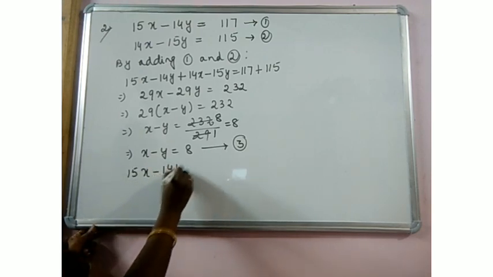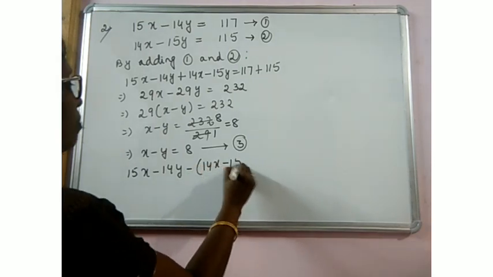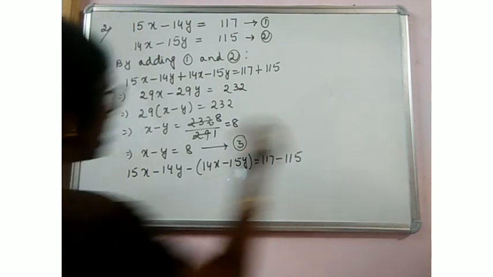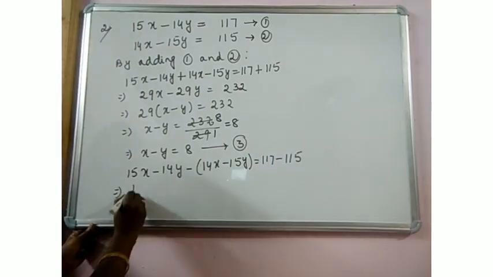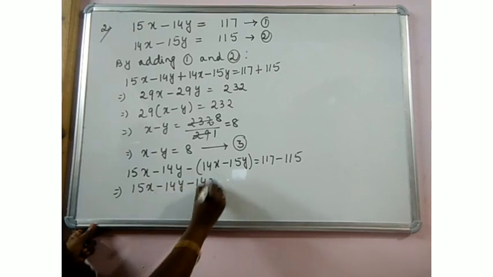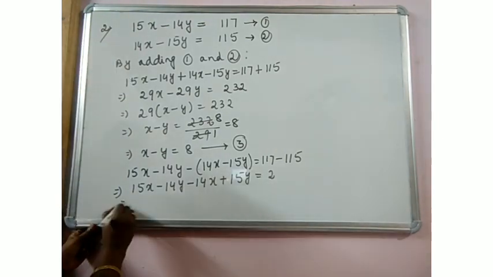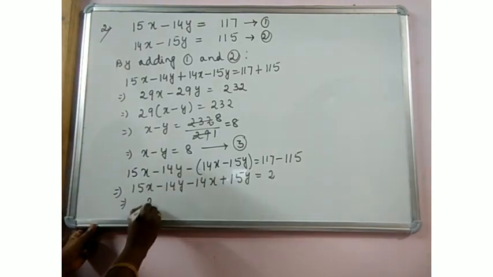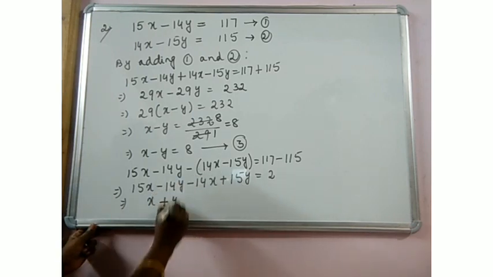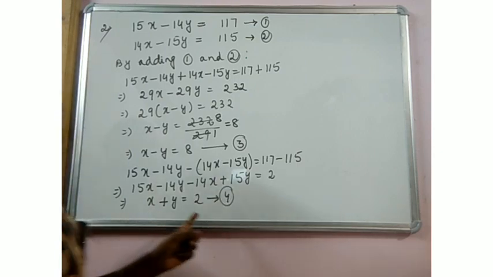15x minus 14y minus 14x minus 15y equals 117 minus 115. Let us open the brackets. 15x minus 14y minus 14x plus 15y is equal to 2. So 15x minus 14x is x, and minus 14y plus 15y is plus y, equal to 2. You see, one more simpler equation you got.